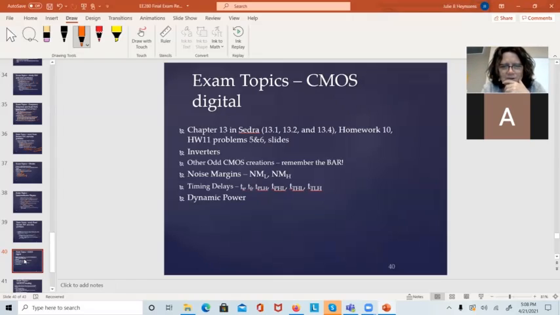Standard CMOS, yes, I care about that. I'm not going to worry so much about these things. Just be able to draw the circuits and analyze standard CMOS circuits.